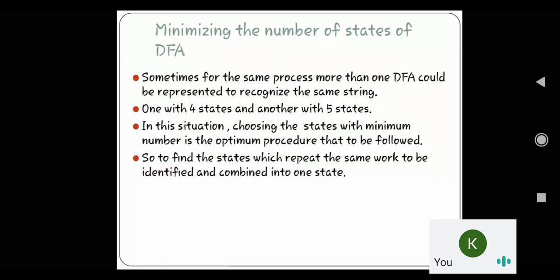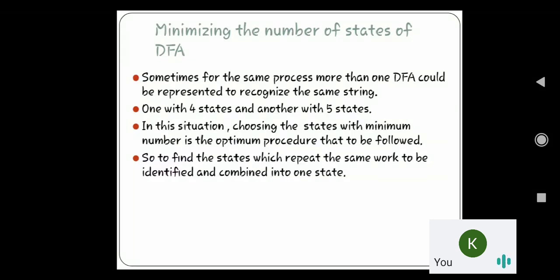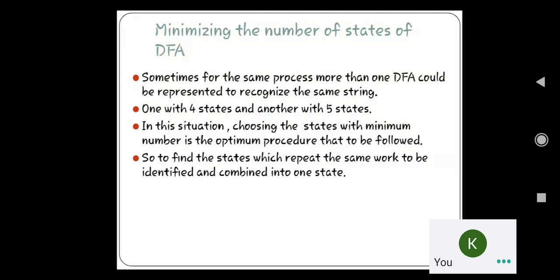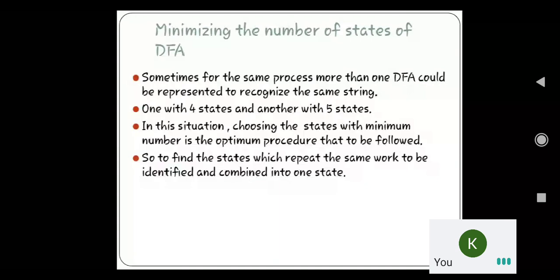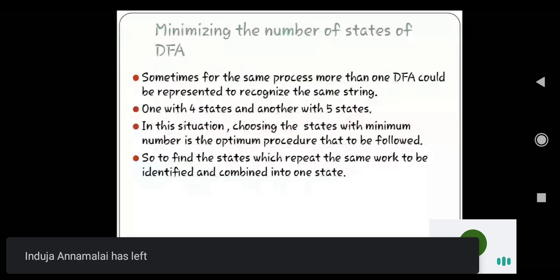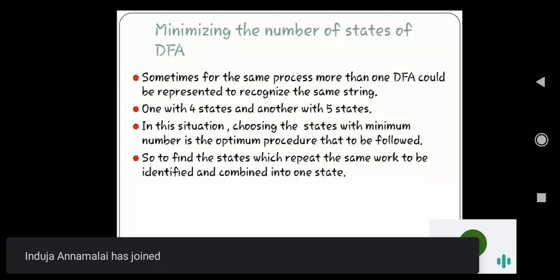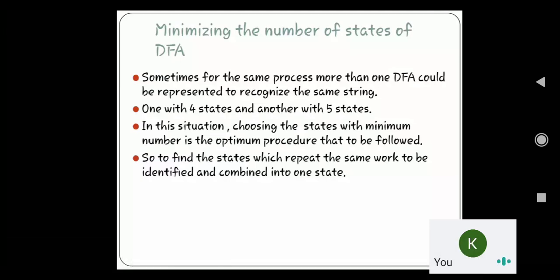What is the method that we are going to use? The method that we are going to use here is that, suppose in DFA D1, if more than one state is going to do the same work, those states will be combined into a single state. For example, DFA D1 has state numbers 1 and 2, and these 1 and 2 work in a similar fashion, doing the same work.